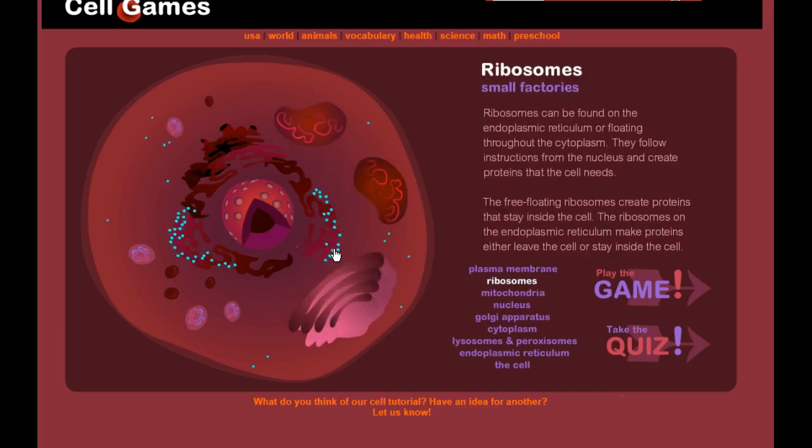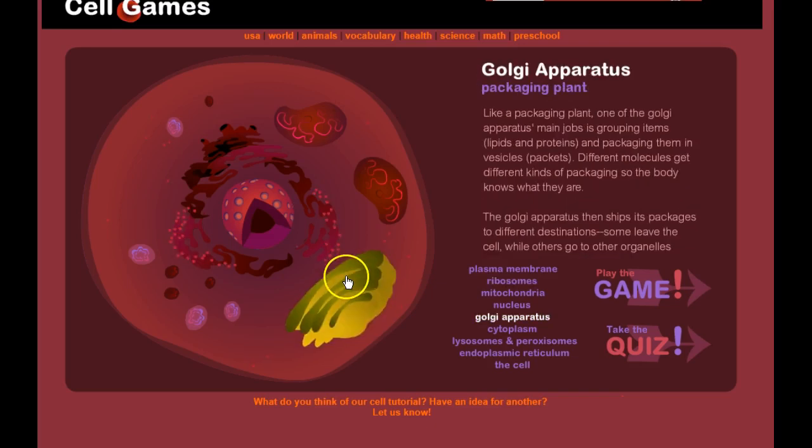Ribosomes are the small factories. Ribosomes can be found on the endoplasmic reticulum or floating throughout the cytoplasm. They follow instructions from the nucleus and create proteins that the cell needs. The free-floating ribosomes create proteins that stay inside the cell. The ribosomes on the endoplasmic reticulum make proteins. These either leave the cell or stay inside the cell.